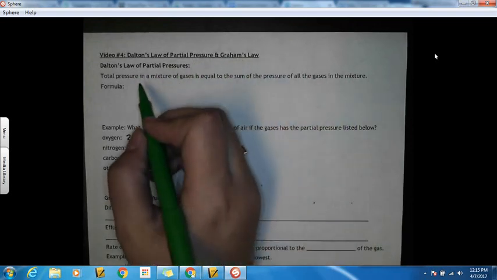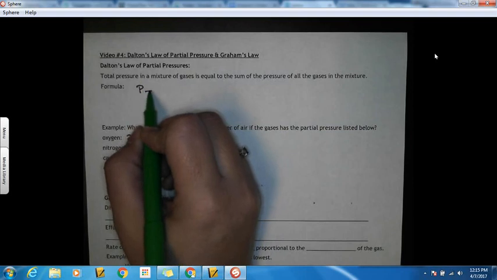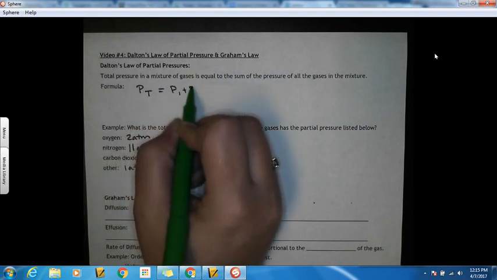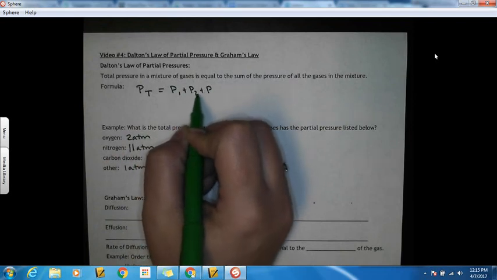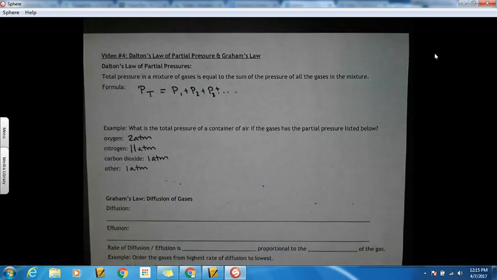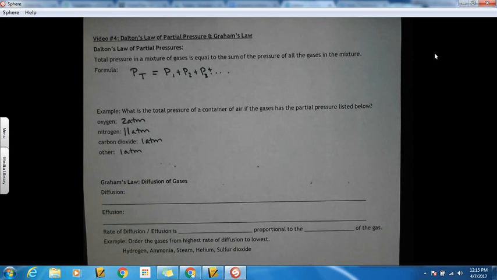And the formula, which you can find in your reference packet, tells us that the total pressure is equal to the sum of the pressures of the gases. And so however many gases you have, you would just add them all together, and that gives you the total. So let's look at this problem here.